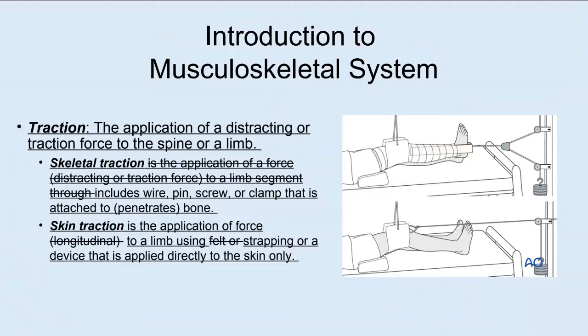Traction is the application of a distracting or traction force to the spine or a limb. Skeletal traction is wire, pin, screw, or clamp attached to penetrating the bone. And so it's a little bit more information. It gives specific instruments that can be used, wire, pin, screw, clamp. Okay. Skin traction is the application of force to a limb using strapping or a device that is applied directly to the skin only. It's interesting that they deleted felt. So no felt. It just kind of made it a more general strapping device, which I suppose could be felt or could be something else.